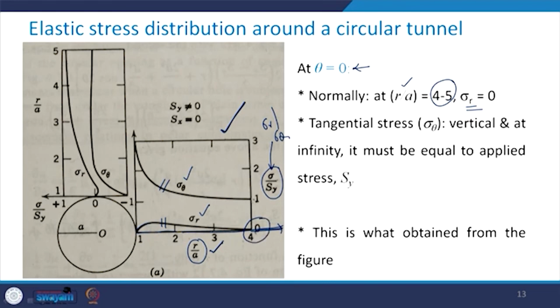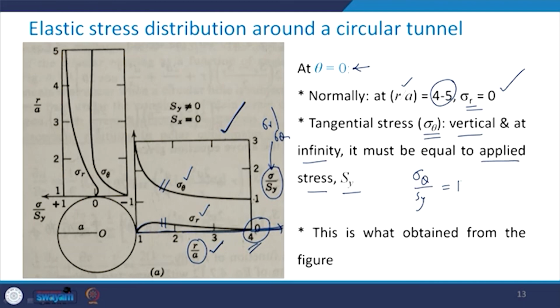That is, when this r by a is to the tune of 4 or 5, this sigma r will become equal to 0. What happens to the tangential stress? In this case it is the vertical, and at infinity it must be equal to the applied stress Sy, and therefore, this sigma theta upon Sy should be equal to 1 when r tends to infinity.